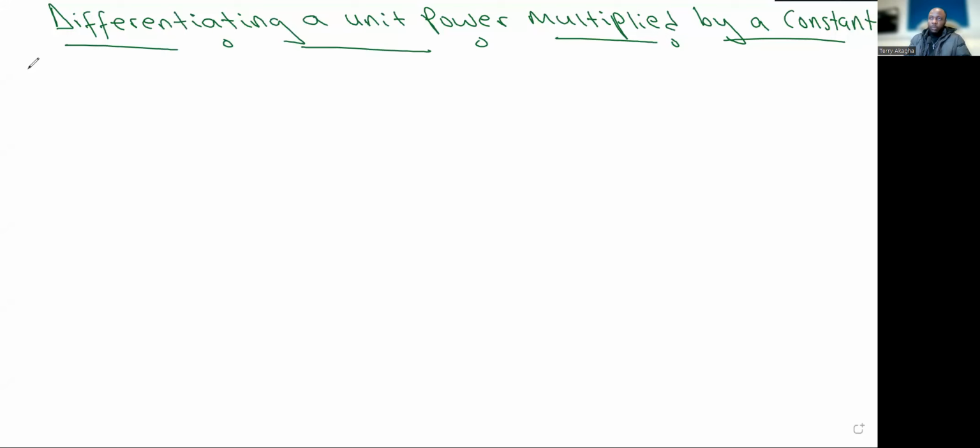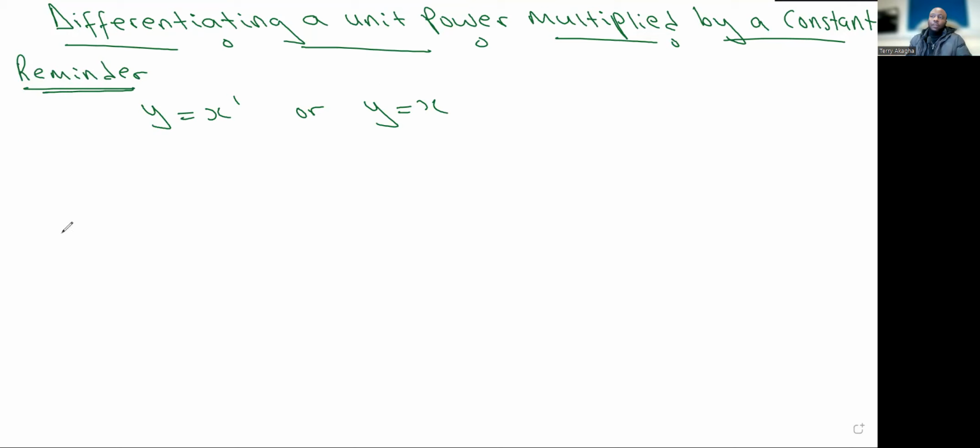So, in the last video, just a quick reminder, we talked about how you differentiate a unit power when we have y is equal to x power 1, or y equal to x. And we talked about how to differentiate this.